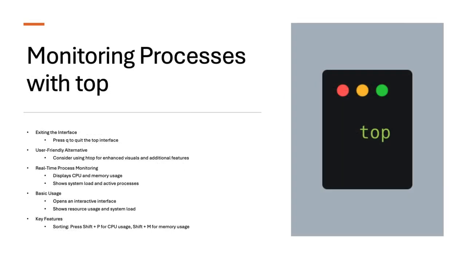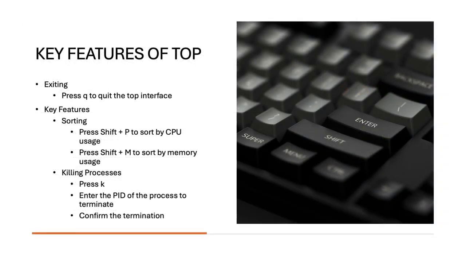The htop command provides a real-time view of system processes, displaying CPU and memory usage. Press Shift-P or Shift-M to sort by CPU or memory usage. Press K to kill processes. For a more user-friendly interface, consider using htop. To exit the htop interface, press Q.